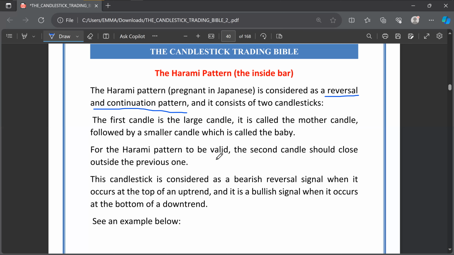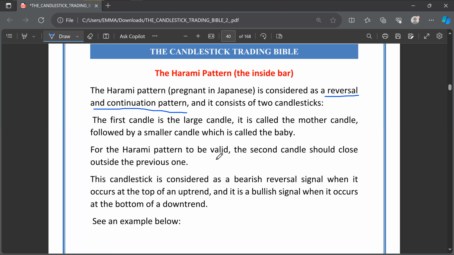Now we're going to do the description, or the psychology, of the pattern. When we talk about the psychology, we mean the formation of the candlestick, opening and then closing somewhere else. The first candle is the large candle. It is called the mother, and we are saying it has one inside, pregnant. The first candlestick is always the mother candle, and it's always the biggest one. It is followed by a smaller candle, which is called the baby, the child.